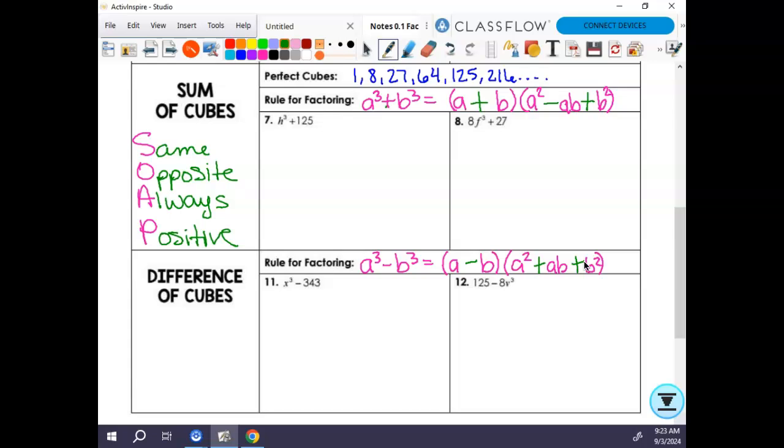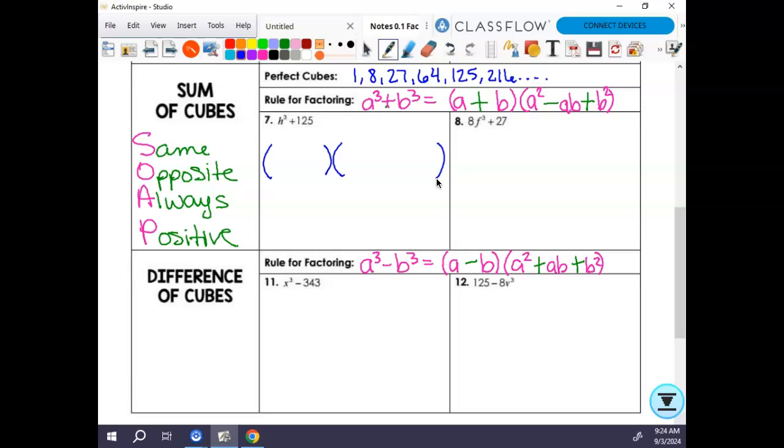Okay, everybody good with all this? Questions? Okay, so let's practice this then. We have a sum of cubes here, so I'm going to have a binomial and a trinomial.